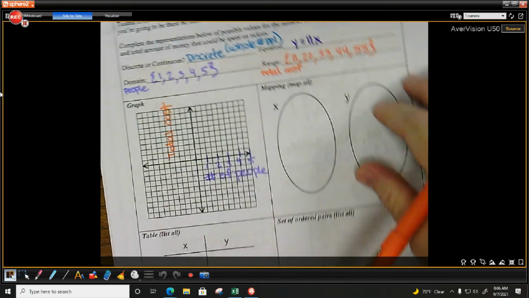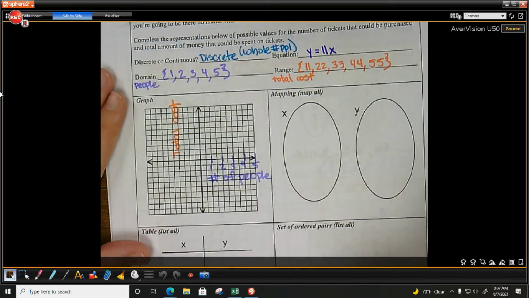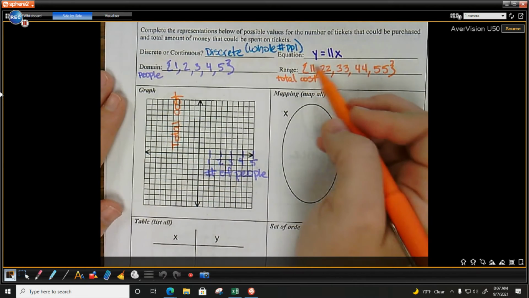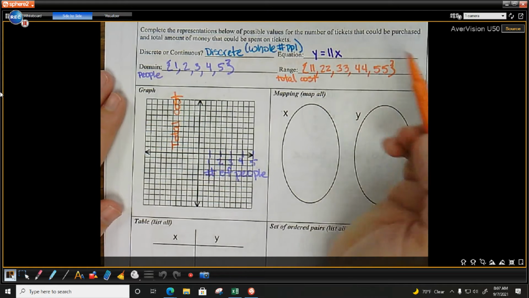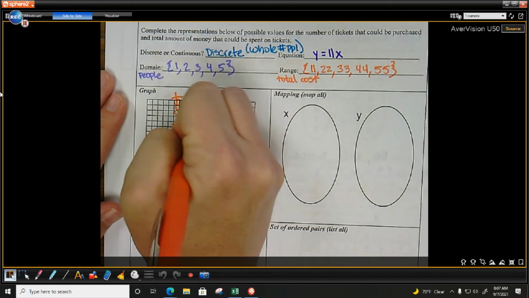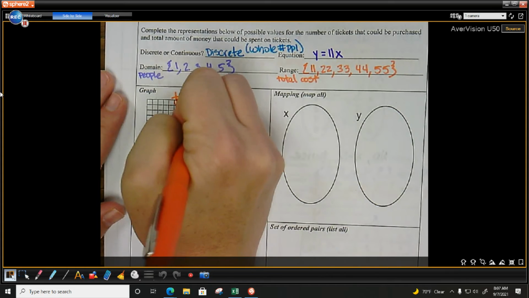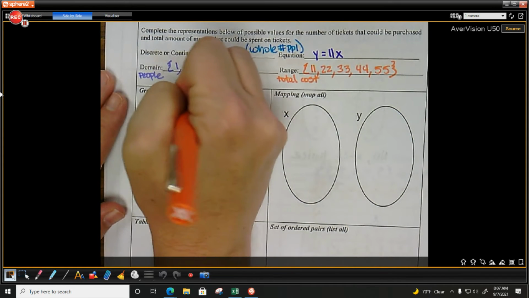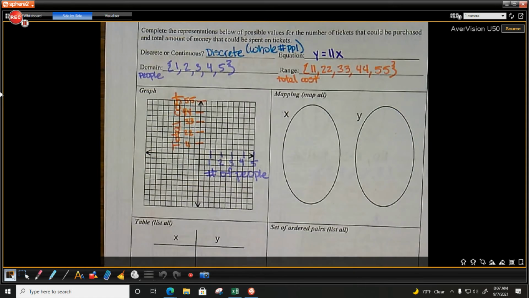And I'm going to label every other one. What do you think I should count by? 11, because my cost is jumping by 11 each time. So 11, 22, 33, 44, 55. Again, I'm jumping a space each time just because I want more room.